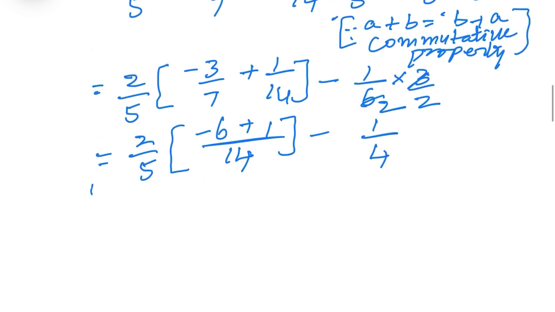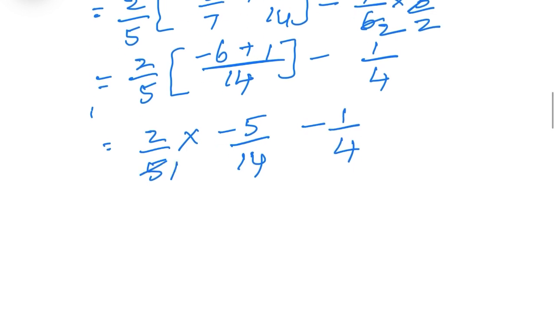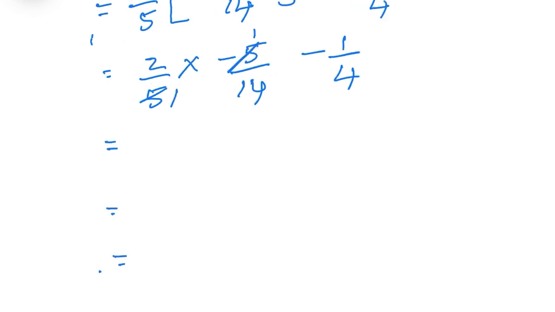Let us further simplify this one. 2 by 5 into minus 6 plus 1, minus 5 by 14 minus 1 by 4. 5 one time and here one time. So 2 one time and 7 times. That is equal to minus 1 by 7 minus 1 by 4.